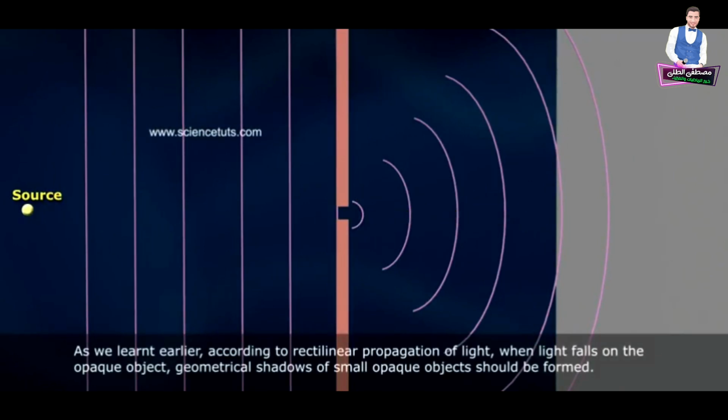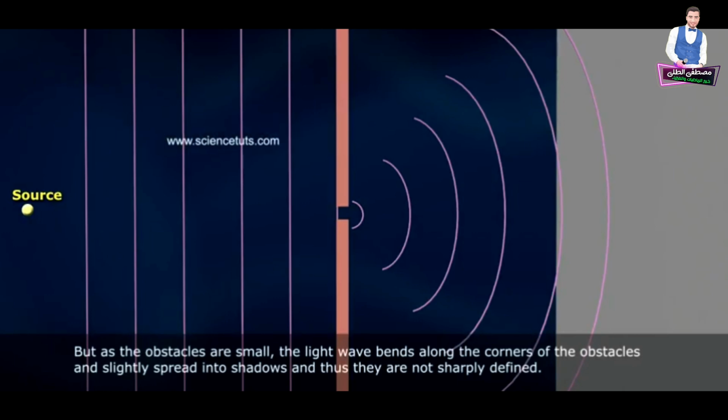As we learnt earlier, according to the rectilinear propagation of light, when light falls on an opaque object, geometrical shadows of small opaque objects should be formed. But as the obstacles are small, the light wave bends along the corners of the obstacles and slightly spreads into the shadows, and thus they are not sharply defined.